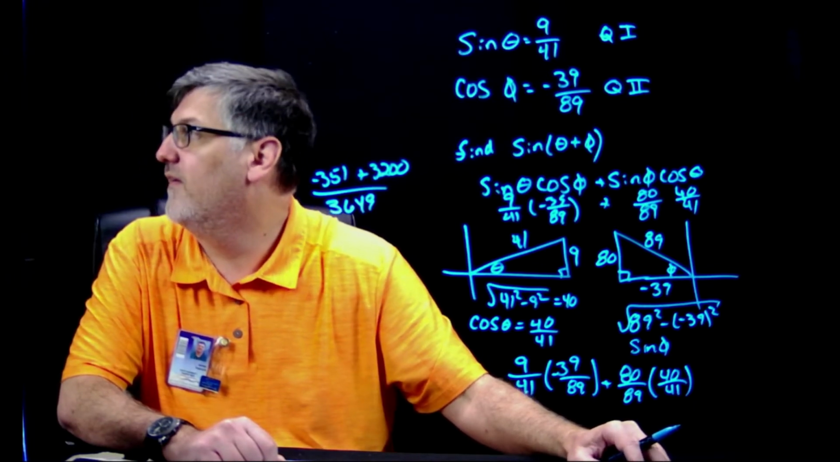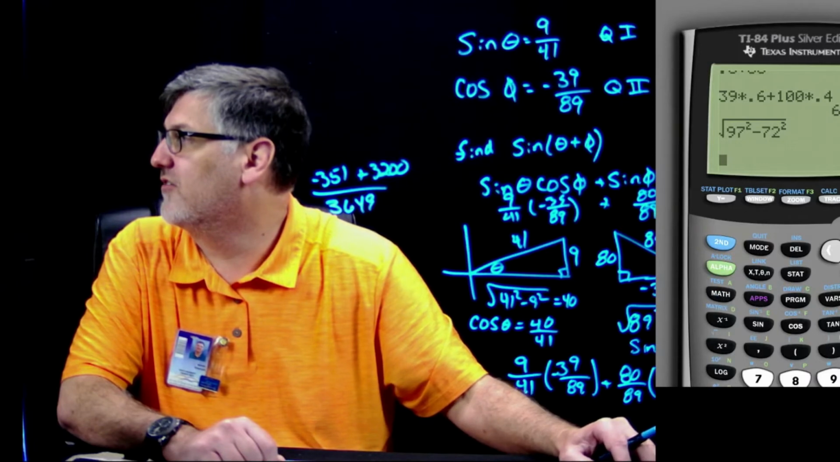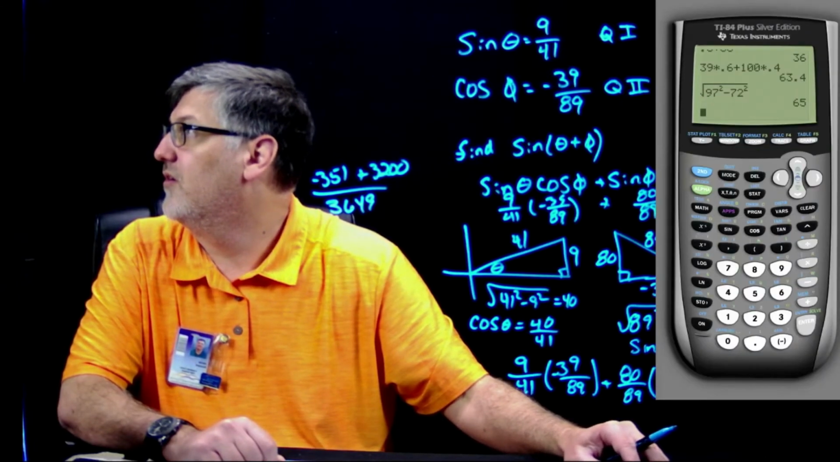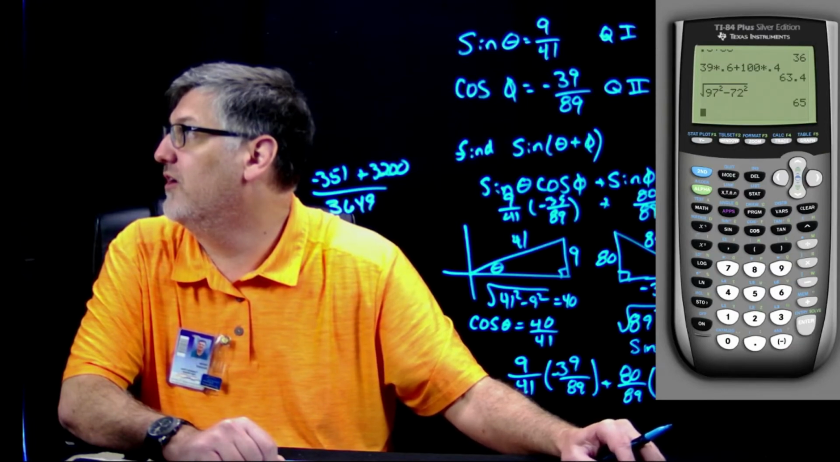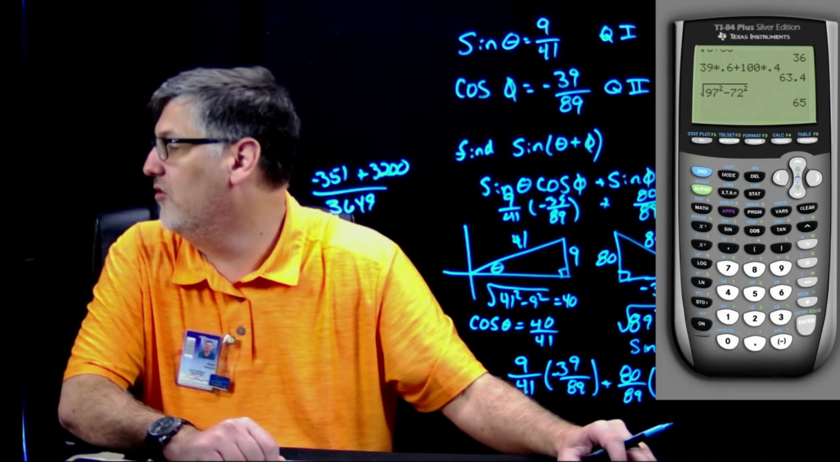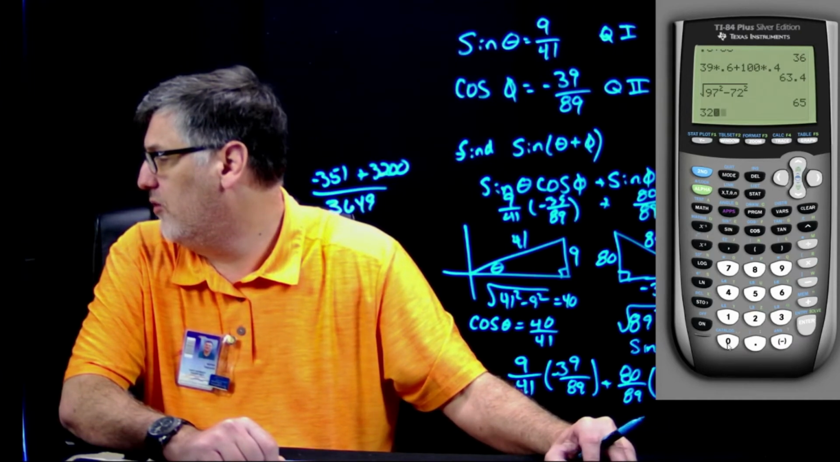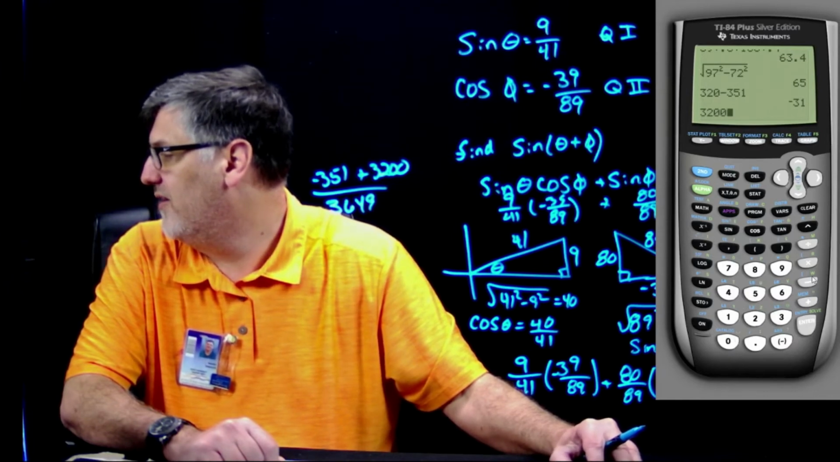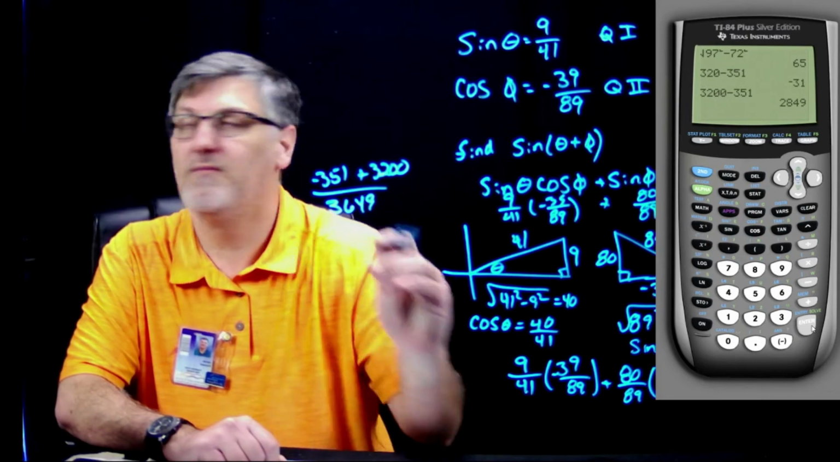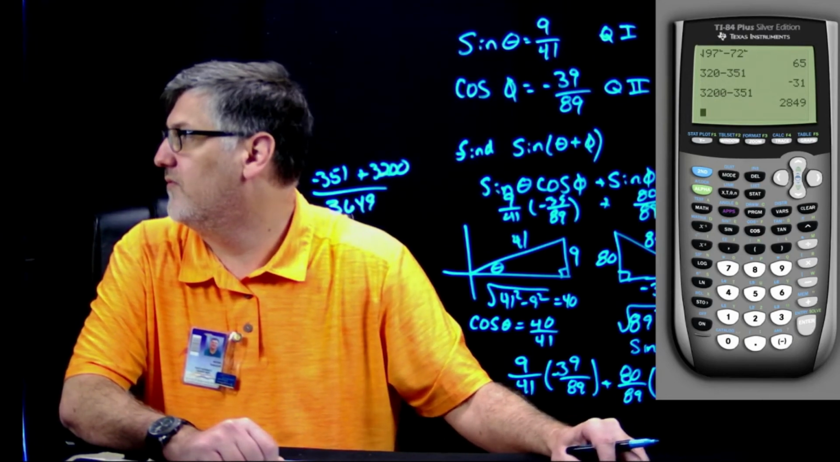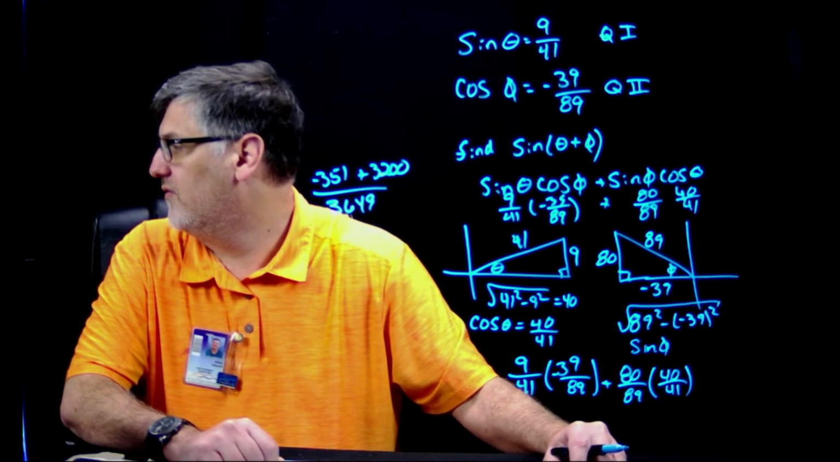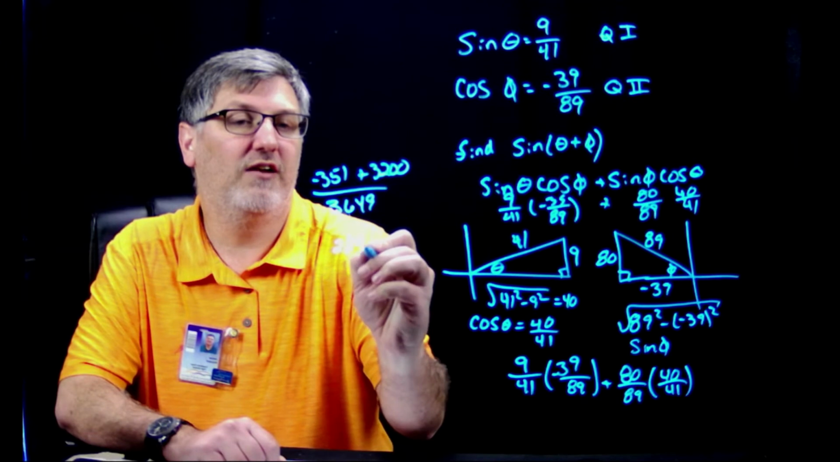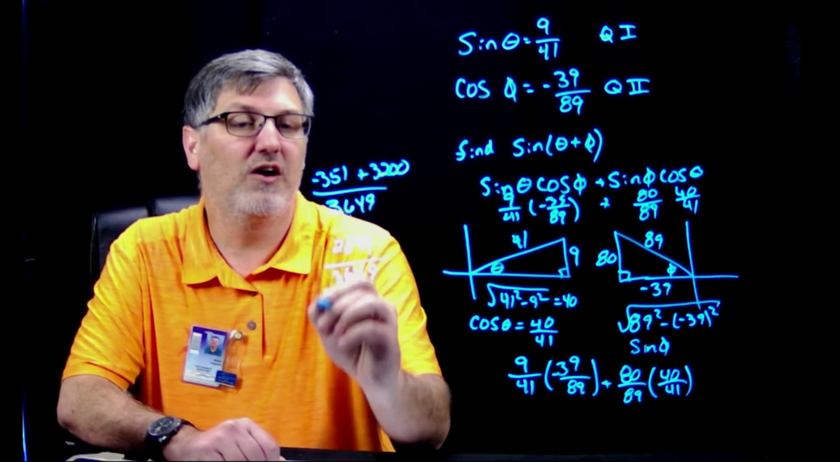And then from here, because I changed the problem right before I did the video, we're going to use a calculator so I make sure I get my answer correct. So 3,200 minus 351. There is no shame in using a calculator. 3,200 minus 351 gives me 2,849. So this gives me 2,849 over 3,649. And then you would reduce this fraction.